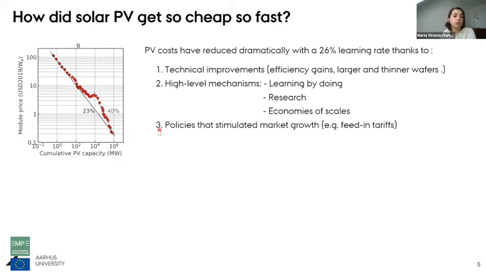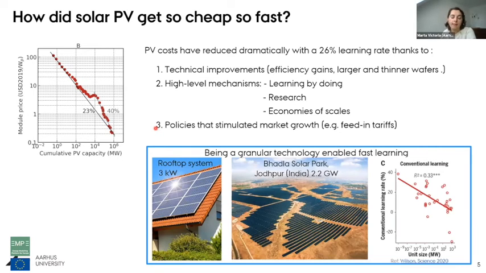It's also interesting to realize that it has been policies that have stimulated market growth, for instance feed-in tariffs, which enabled the learning of the technology at the initial stages when it was expensive. So we should acknowledge that this is one success of policy. The fact that we have such cheap PV technology today is a consequence of having had supporting policies in the past.